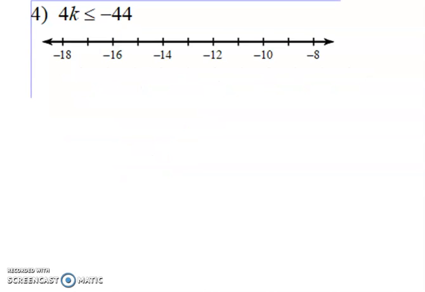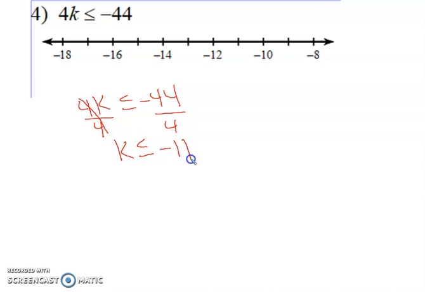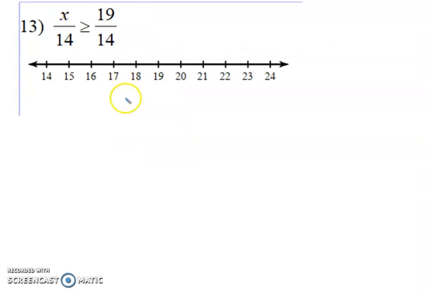Number 4, 4k less than or equal to negative 44. This is multiplication. So how do I get rid of multiplication? Divide. So now I'm the one making the bar, right? K is less than or equal to negative 11. Can I graph that way? Yes. Okay, closed circle, going to the left.